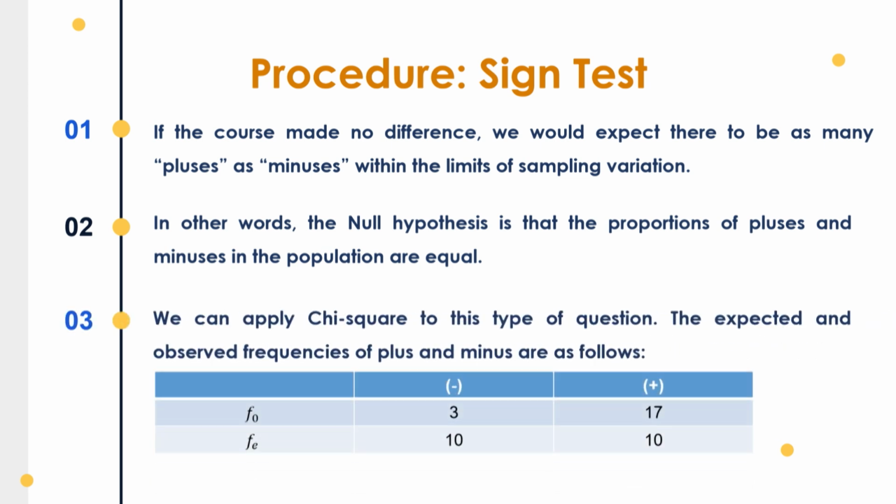So, we can apply the chi-square test for this type of question, like equal proportion. We can use the chi-square test, which comes under the sign test procedure. The expected and the observed frequencies of the plus and minus are as follows. We have expected as 10 and 10, equal proportion: 20 pairs will be 10 and 10, they should be equal. But what we observed is only 3 negative and 17 positive. So, this is observed and this is your expected.